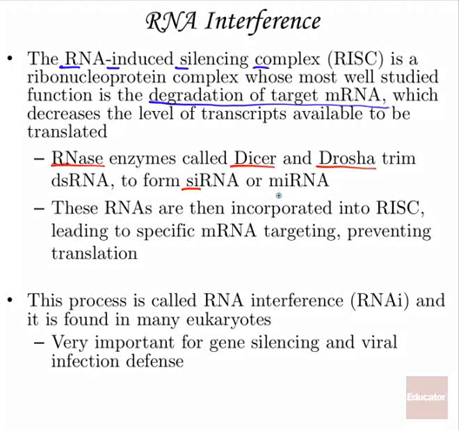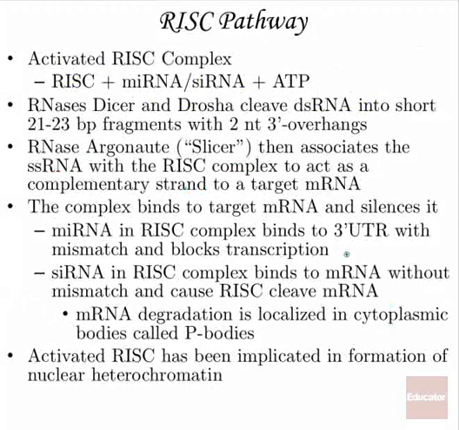So this process we call RNA interference, or RNAi, and we find this in many eukaryotes, and it was thought to be developed as a very important mechanism of gene silencing and viral infection defense. So let's talk about the RISC pathway in a little bit of detail. So first of all, what is an activated RISC complex? Well, that comprises the RISC ribonucleoprotein, as well as a microRNA or a small interfering RNA, and an ATP molecule.